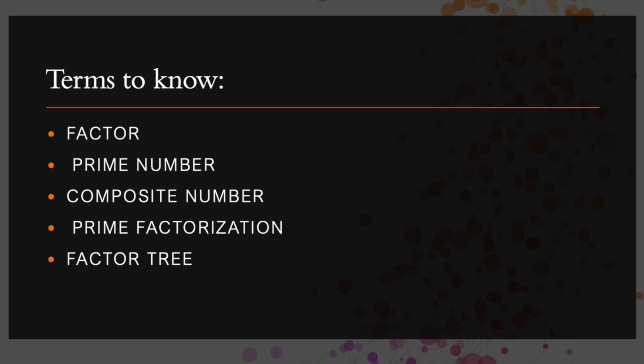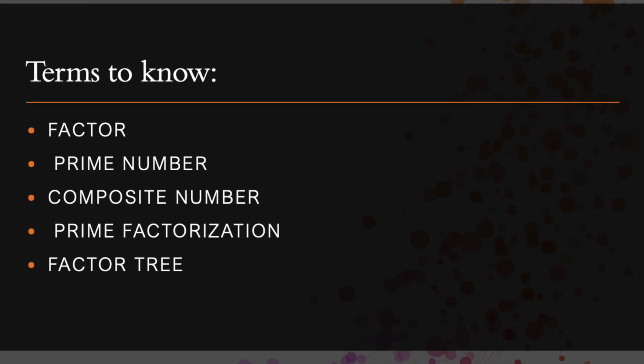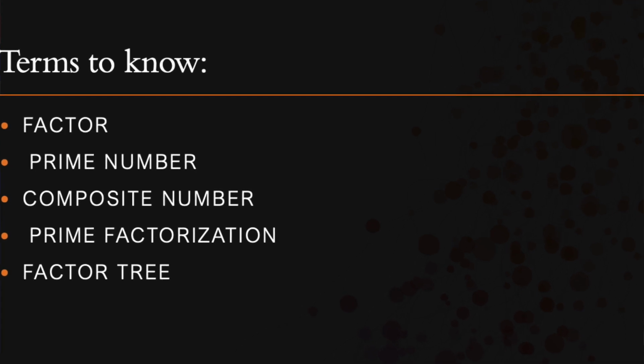Hey everybody, this is the first part of our series on factors, fractions, and exponents. Today we're going to talk about factors and prime factorization. Before we dive in to learn how to do these things, there are 5 terms I want to make sure we understand. Those 5 terms are factor, prime number, composite number, prime factorization, and factor tree. These 5 terms are going to be so instrumental in understanding how to do these problems. I want to make sure you know how to do them.